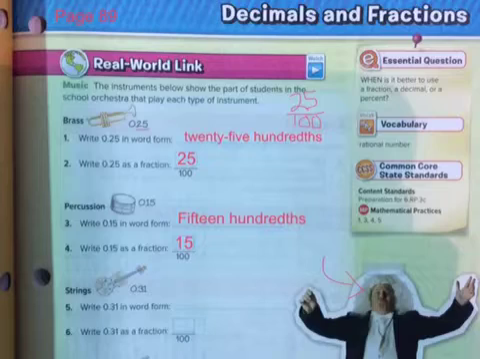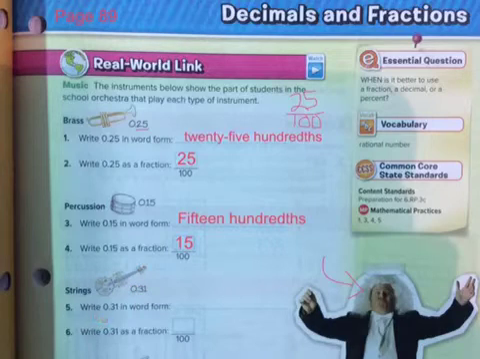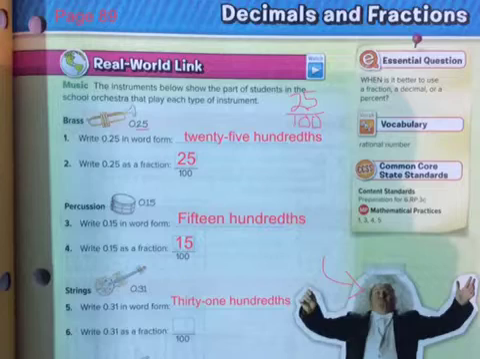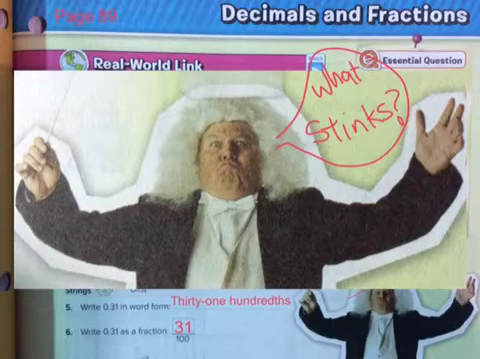Okay, continuing on, for the strings, guitars, violins, cellos, and so on, we have 0.31, thirty-one hundredths. So write thirty-one hundredths in word form, and then do the same for the number as a fraction. So you guys are following the pattern, right? It's in the hundredths place, so we must put it over 100. 0.31 as a fraction, or 31 hundredths.